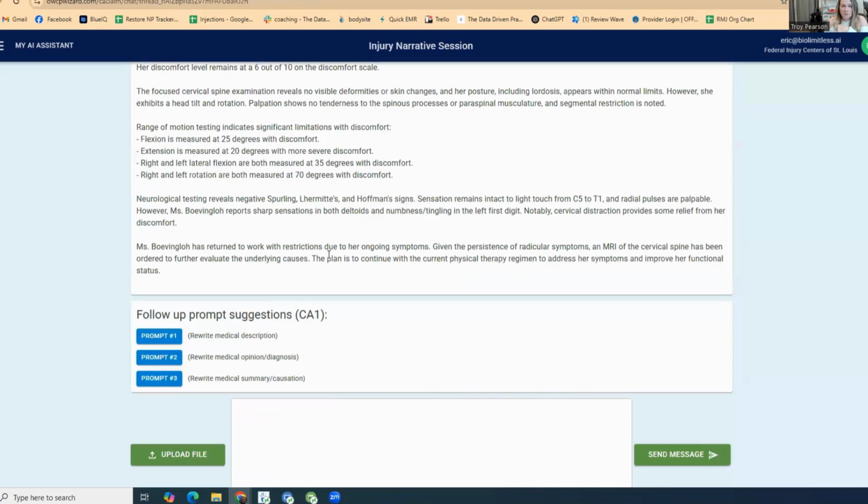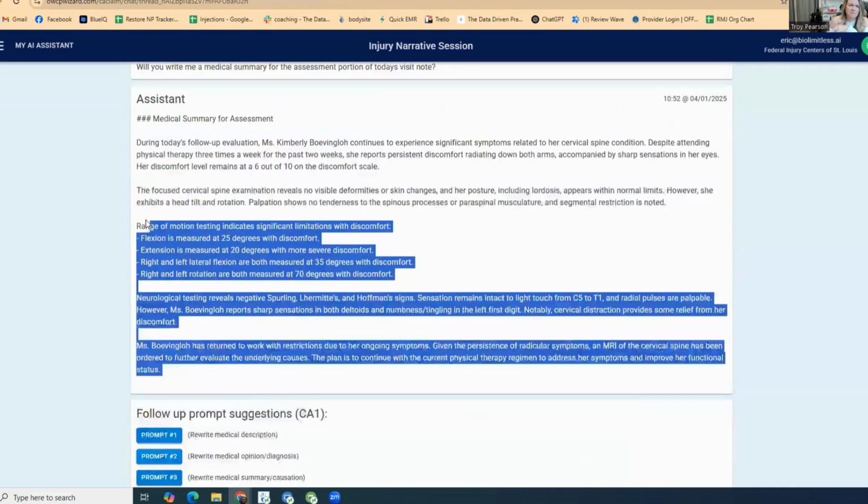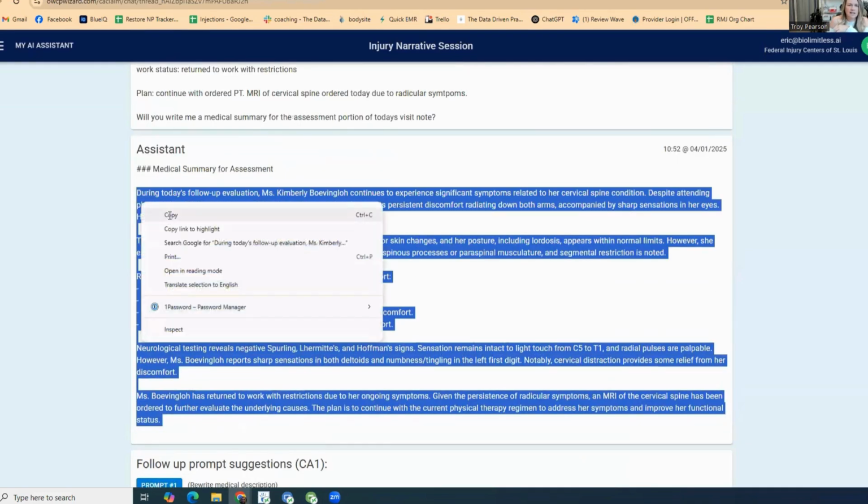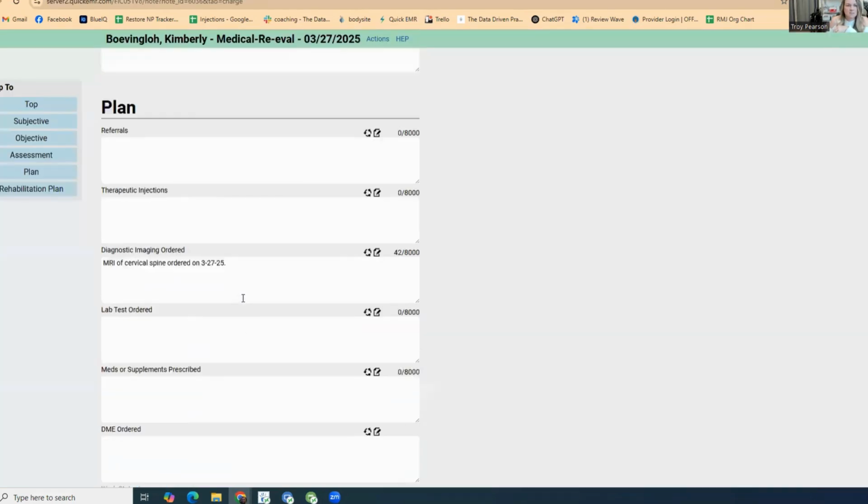So she is returned to work with restrictions. Given the persistence of radicular symptoms, an MRI has been ordered. The plan is to continue with the physical therapy regimen to address her symptoms and improve her functional status. That's beautiful. Let's just copy that and paste it here.